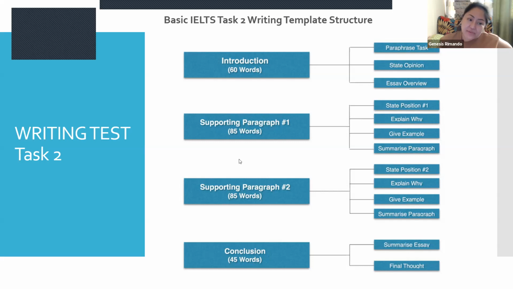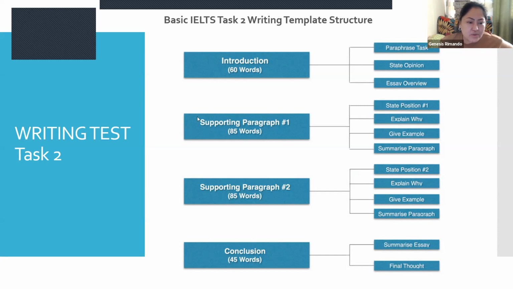Again, you have to write another supporting paragraph. Again, state why your position is like that. Number 2, explain why. You give an example, then again, you summarize this paragraph. Again, to summarize a paragraph, it's just a restatement or a paraphrase version of the introduction or the first sentence here. So that's why it's easy.